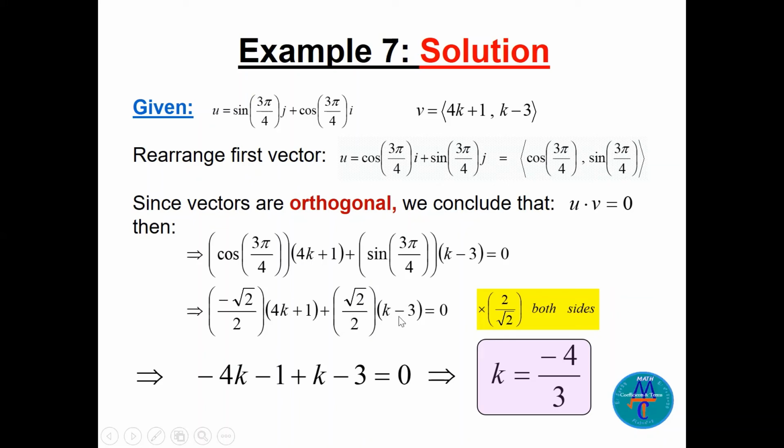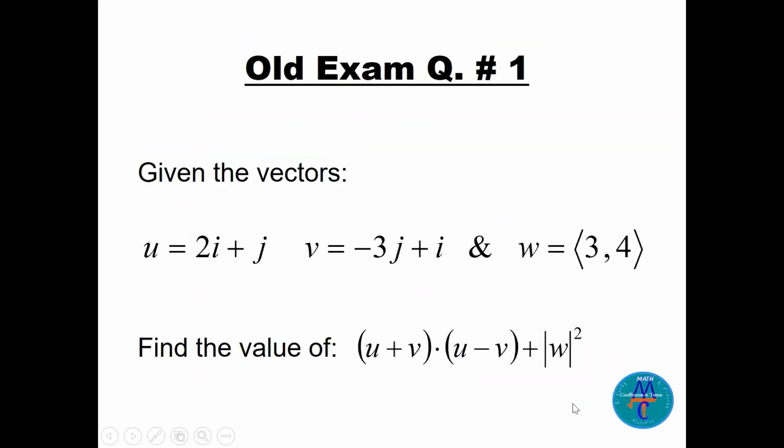Now you can multiply here easily. This is a linear equation. But to make it simple, try to multiply both sides by 2 over square root of 2. So this will be canceled, and this will be canceled here. If you try this trick, multiply by 2 over square root of 2, because we have both square root of 2 over 2. So the reciprocal will be 2 over square root of 2. So we are left with minus 4k minus 1 plus k minus 3 is equal to 0. Solve for k, k will be minus 4 over 3.